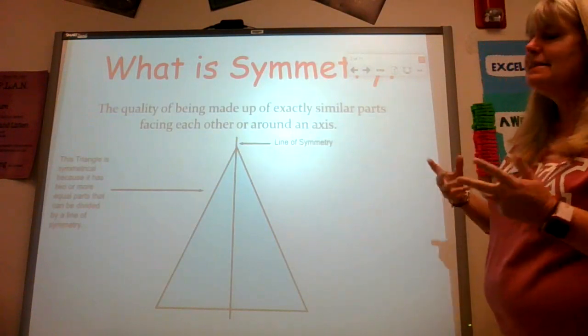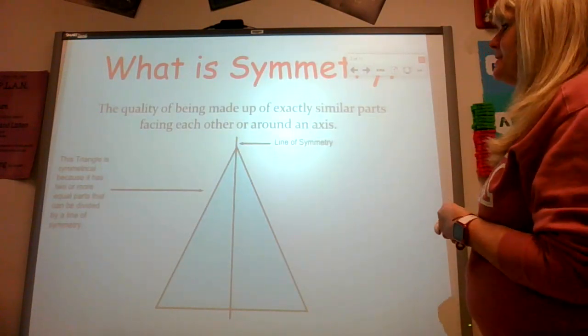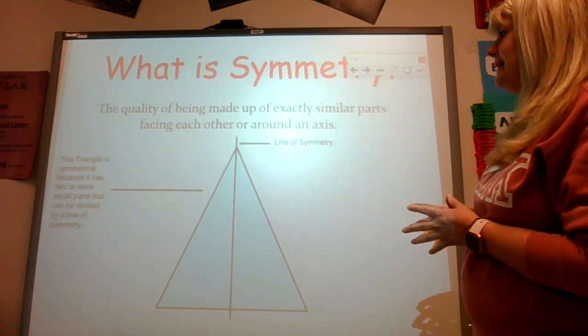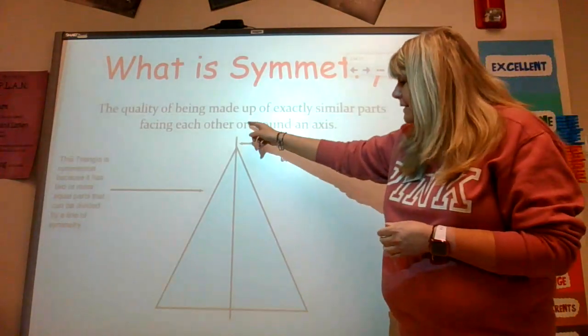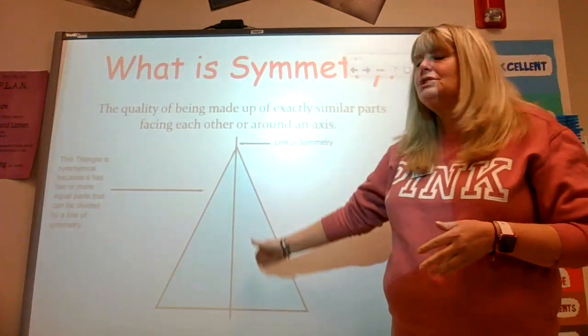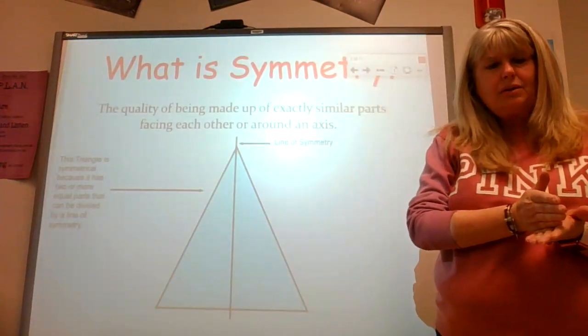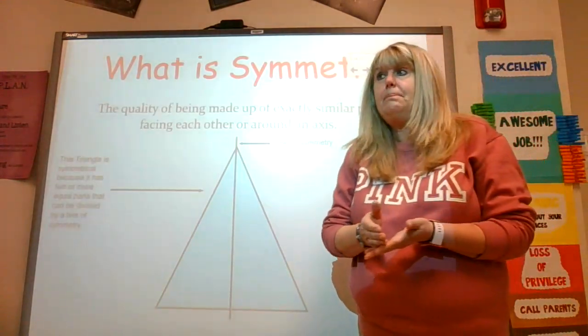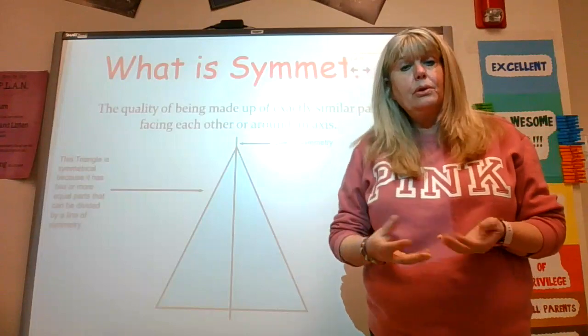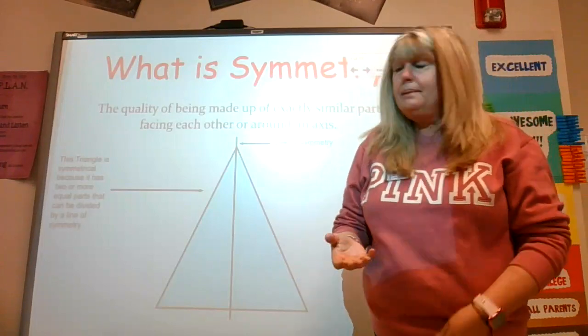Okay, what is symmetry? Symmetry is the quality of being made up of exactly the similar parts facing each other. Okay, so a line of symmetry is exactly what it is. It is a line that cuts through exactly the center of an object. And it could be a picture, it could be a symbol, it could be a letter of the alphabet.